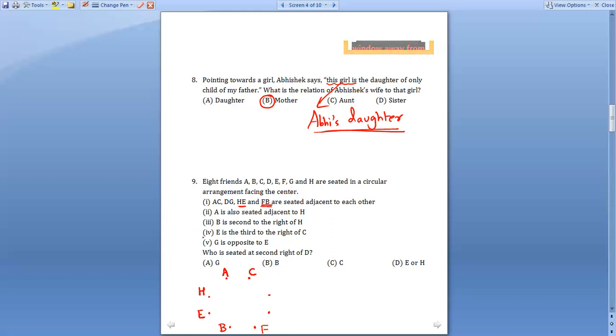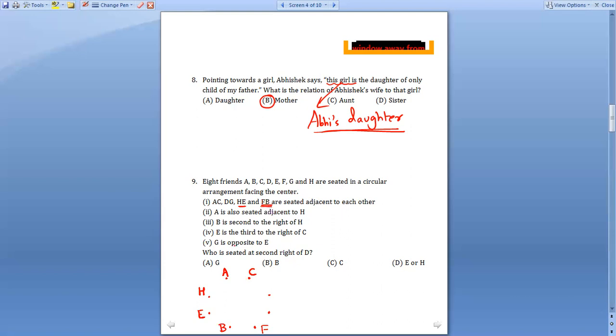Next, read out the fourth statement. E is the third to the right of C. So first to the right of C is A, second to the right of C is H, and third to the right of C is E. So this is correct. Whatever we have done till now is correct.